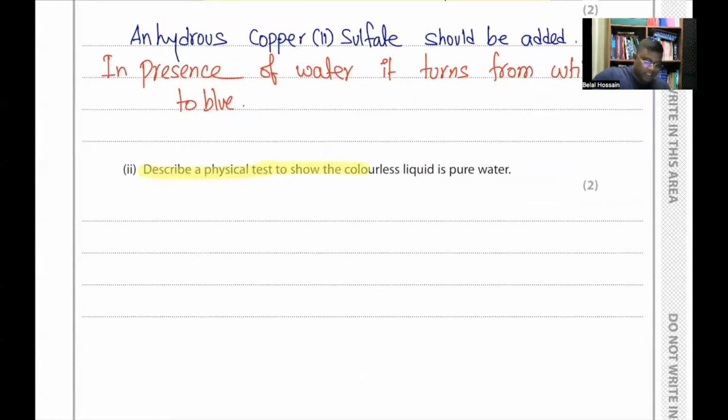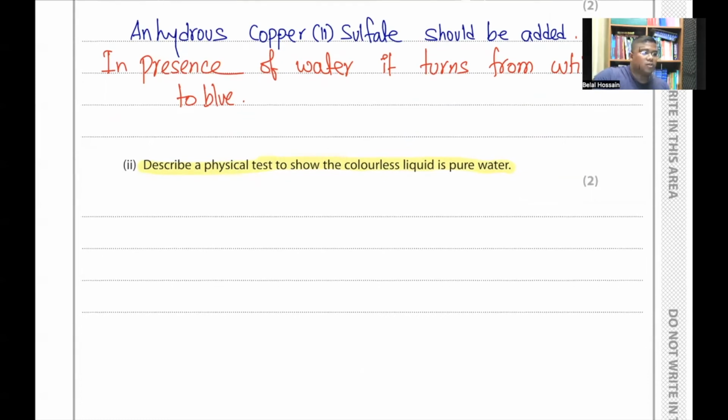Describe a physical test to show the colorless liquid is pure water. So the physical test for proving anything that is pure is boiling point and freezing point. So we need to measure the boiling point and freezing point.